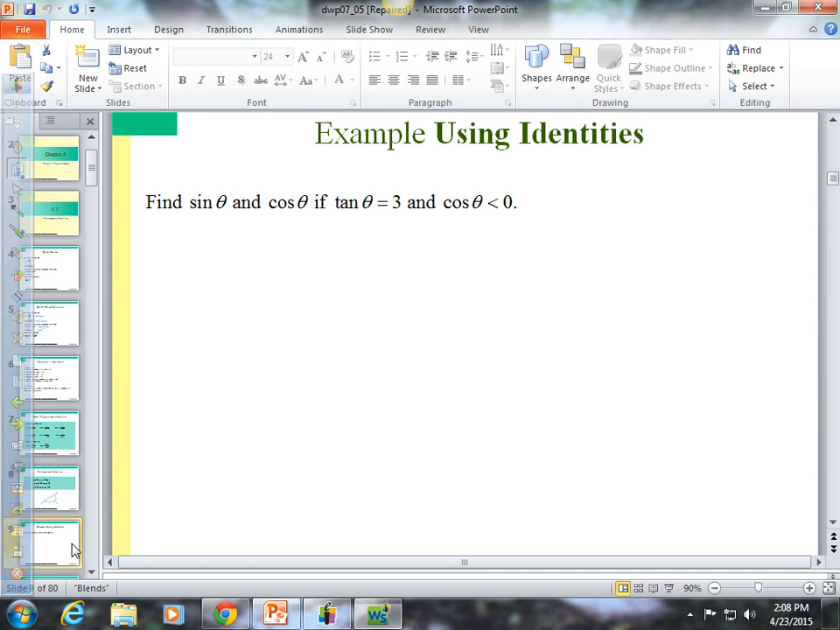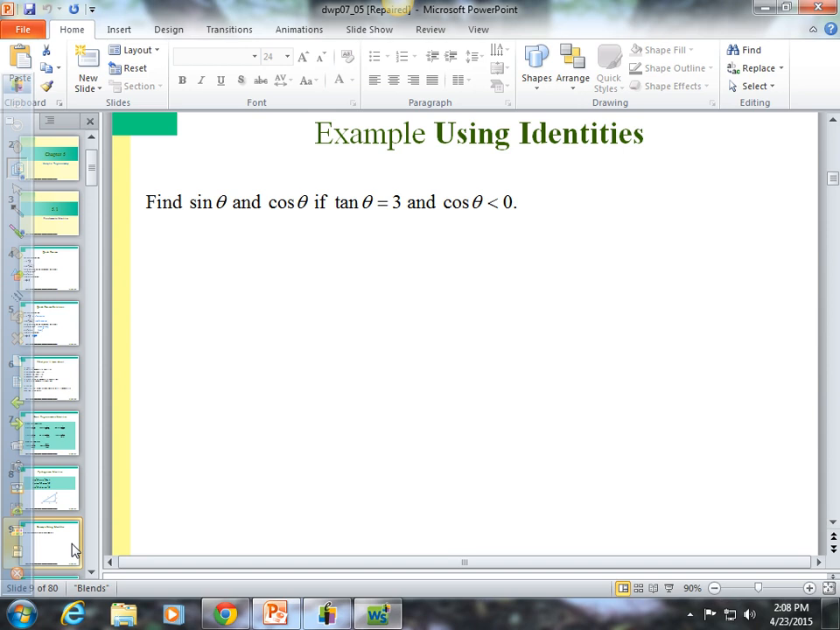So find sine theta and cosine theta if tangent theta equals 3 and cosine theta is less than 0. We've already done this in the previous chapter. If tangent theta is equal to 3, we think of tangent as being a ratio of sides of a triangle, right? What over what? O over A. So what we did is we drew a reference triangle, and we made the opposite 3 and the adjacent 1.